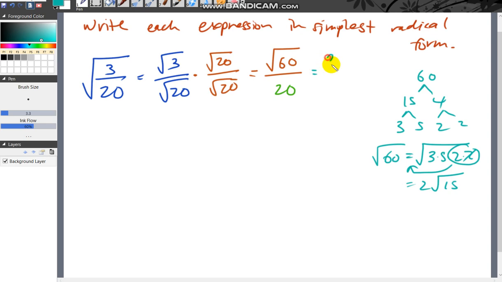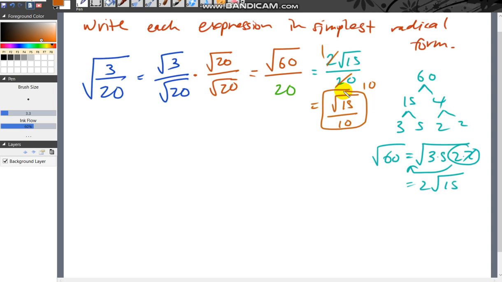So when we reduce this, this is basically 2 times the square root of 15 divided by 20. Then what we can do is 2 over 20 here can reduce. So 2 over 20 reduces to 1 over 10. And what we're left with is the square root of 15 divided by 10. All right, so that's basically how that first type of problem works.